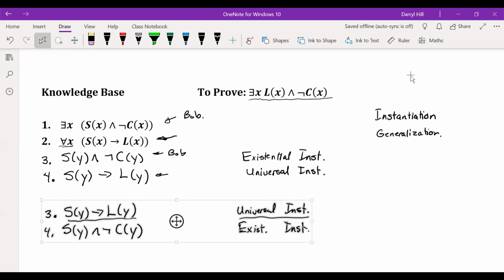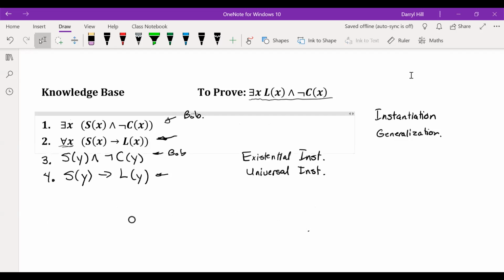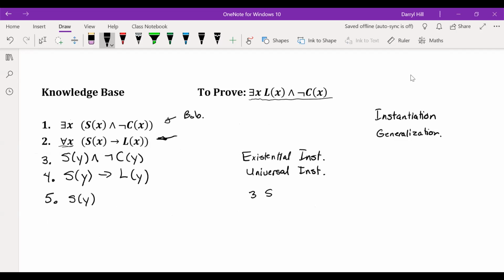All right. So from here we can finish the argument. Now we have these things that we're arguing about. Let's say y is equal to Bob. That's fine. So we can do simplification of 3 and get Bob is a student, for instance. And then I can look at 4 here and say, since this is true, I can use modus ponens to claim that this is true. So that's 4, 5, and modus ponens.